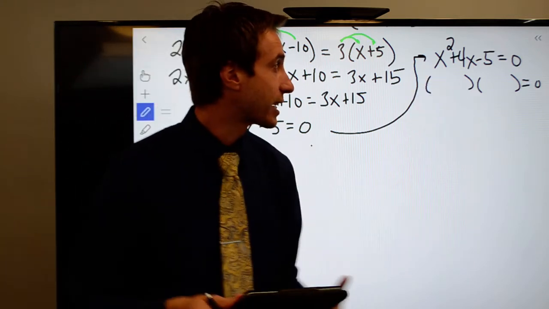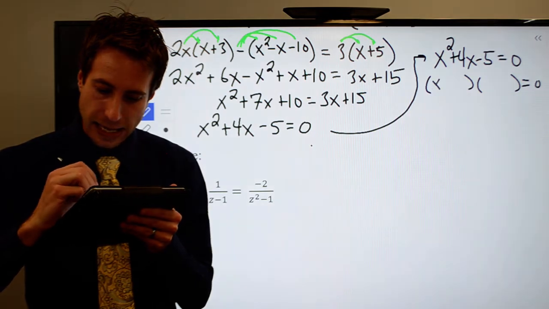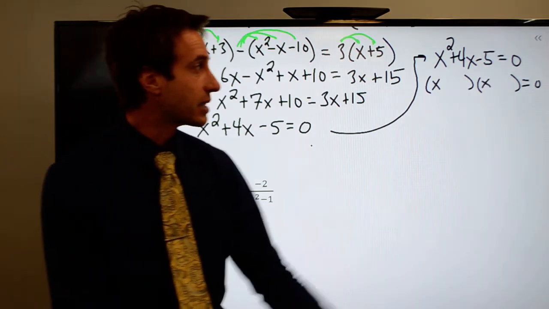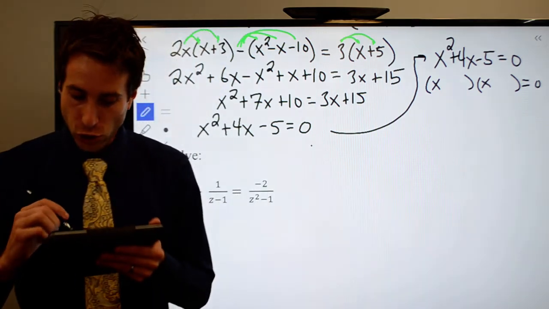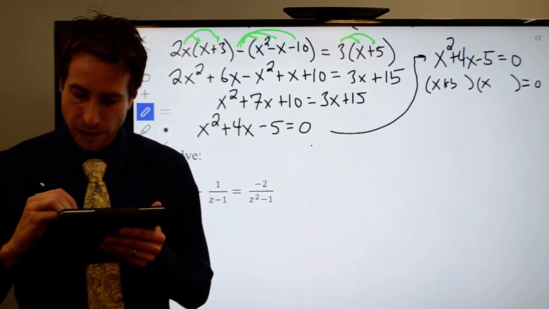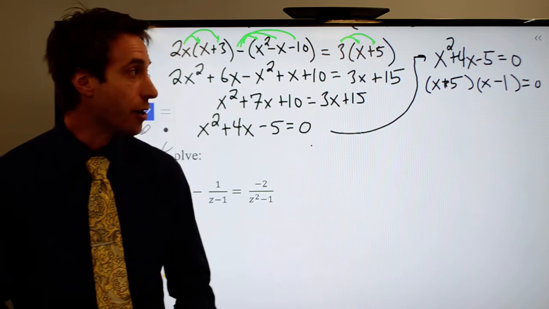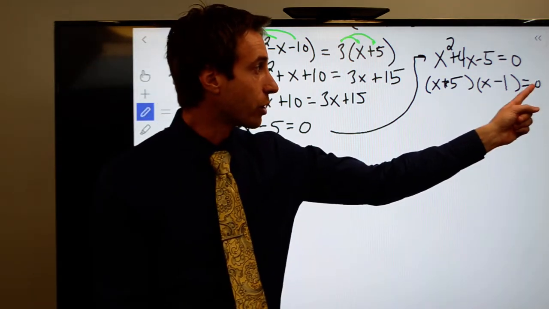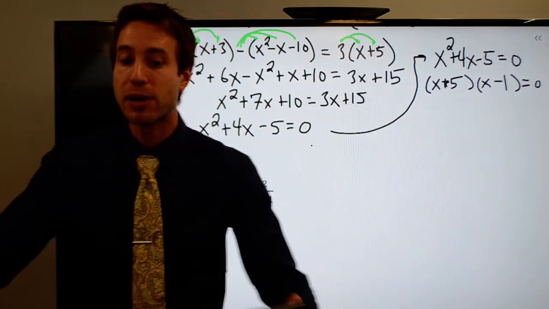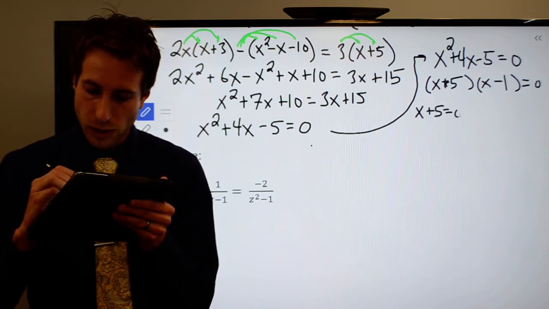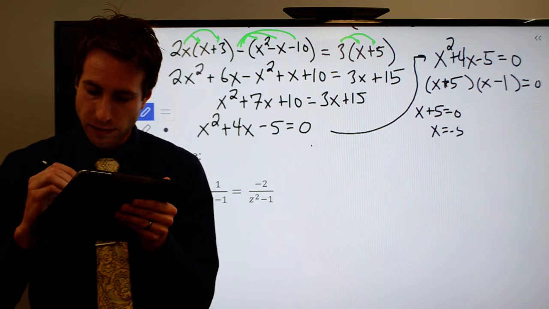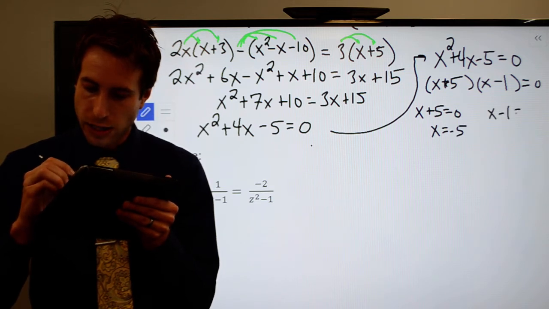Two things that multiply to an x squared, well, that's the easy bit. That would be an x and an x. I need two things that multiply to a negative 5 and sum to a positive 4. It looks like a plus 5 and a negative 1 will work. Now, they're equal to 0, so the zero product property will split them up. So x plus 5 equals 0, which means x is equal to negative 5. And x minus 1 equals 0, which means x is equal to 1.